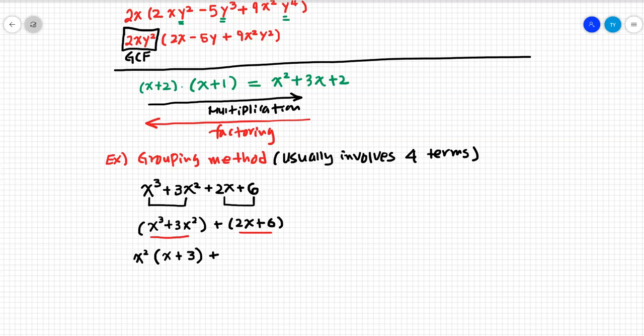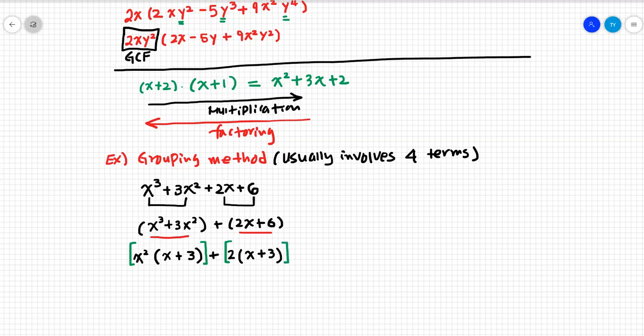Okay. Now when you look at the 2x plus 6, the common factor is the only constant term. In this case, it's going to be 2. And then I have x plus 3. Now then, I am going to put these 2 terms in the bracket, so you don't get confused here. So you got bracket here and the bracket over there.